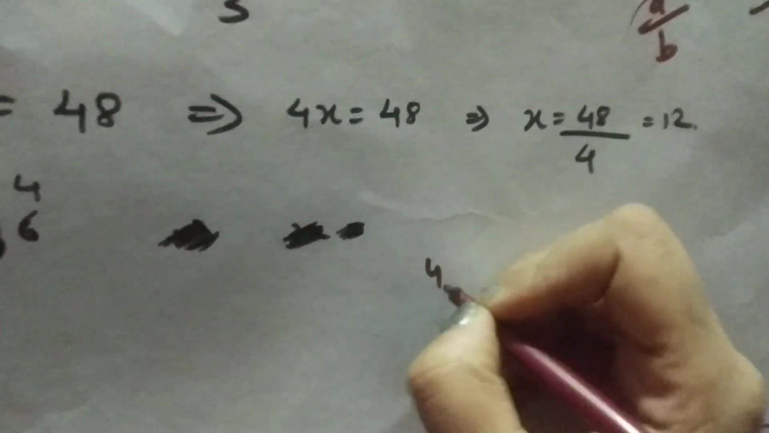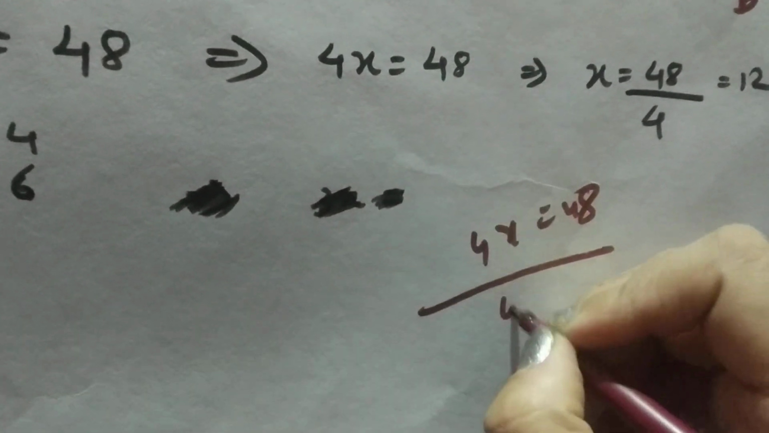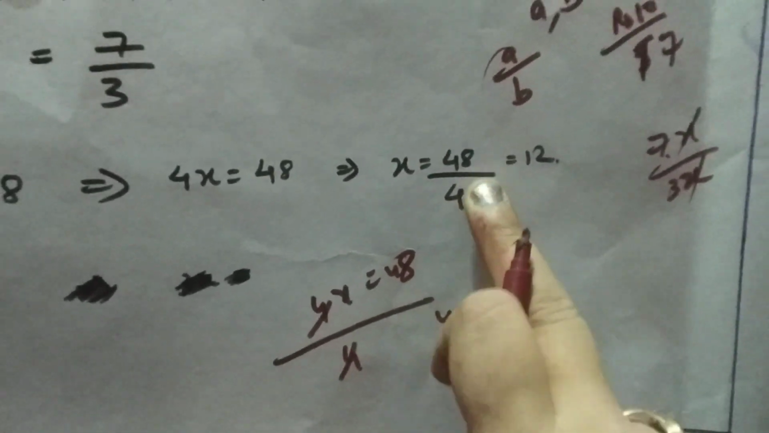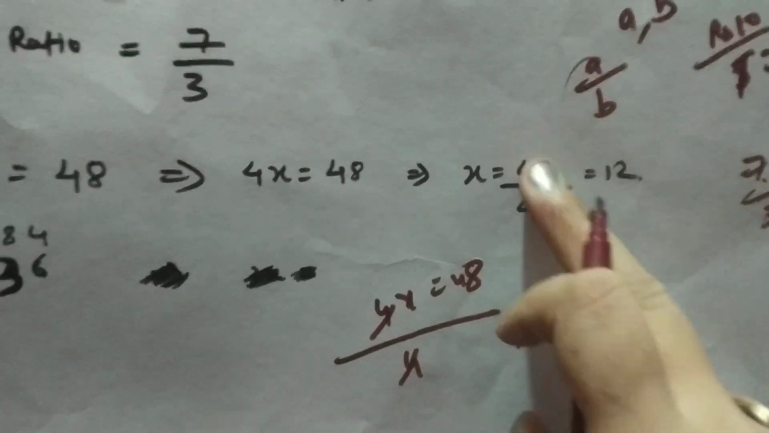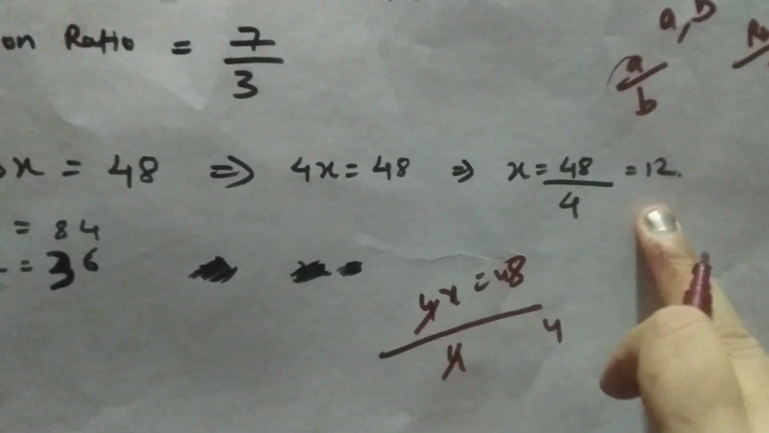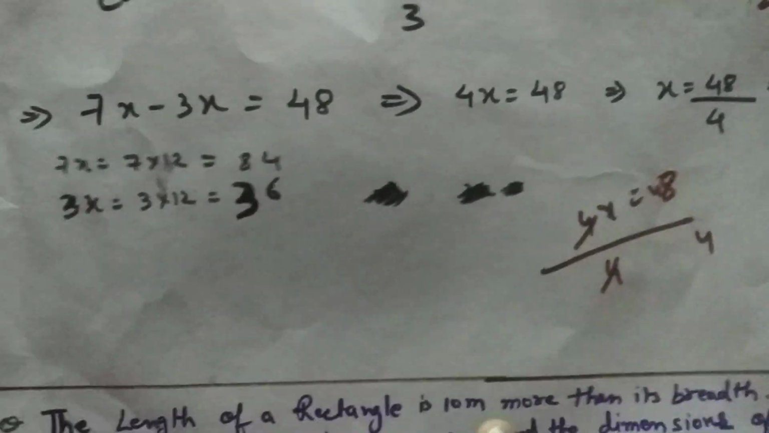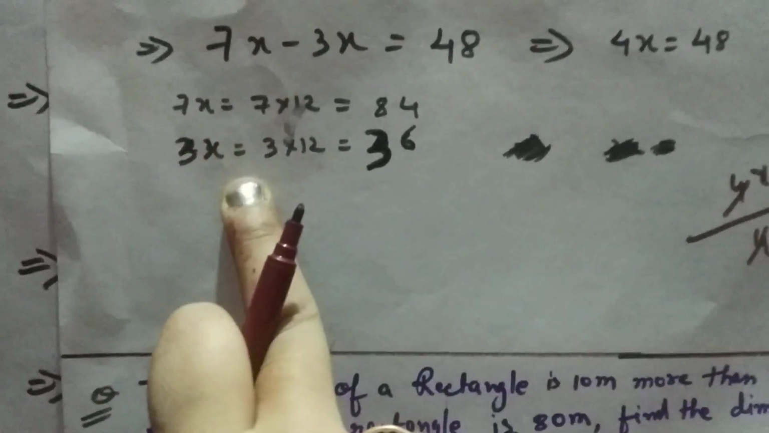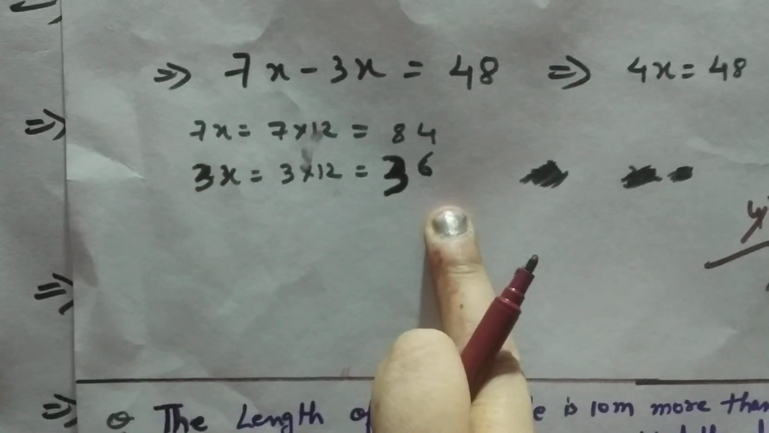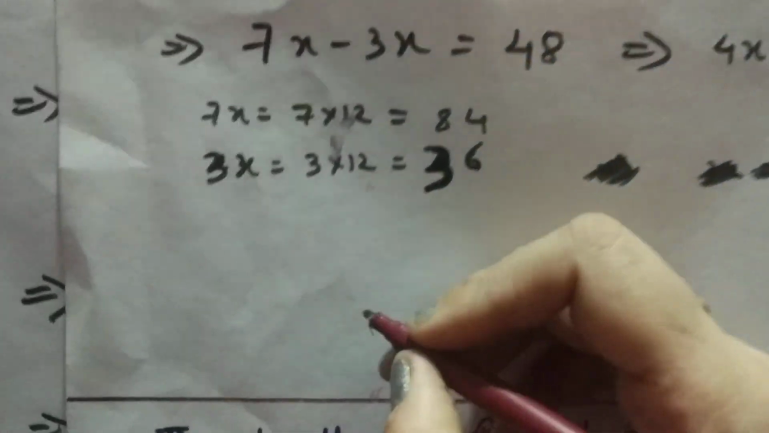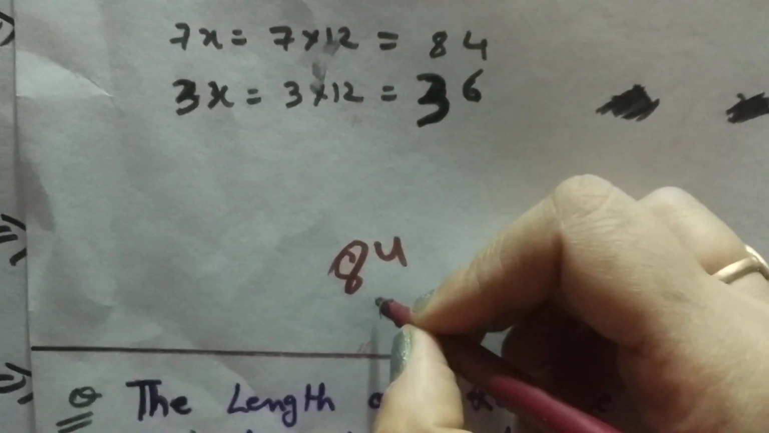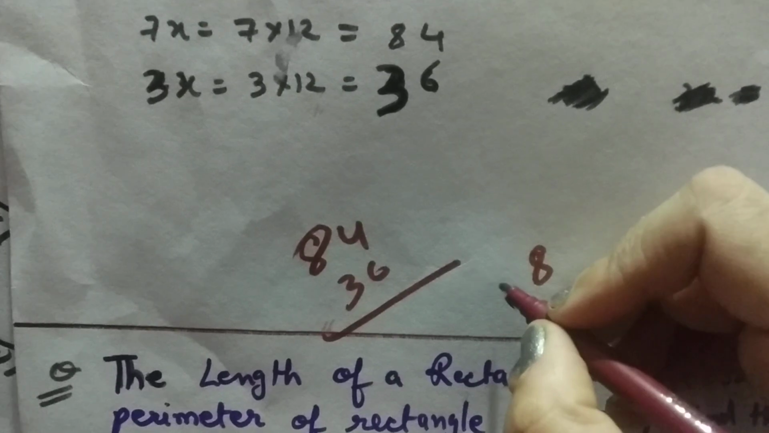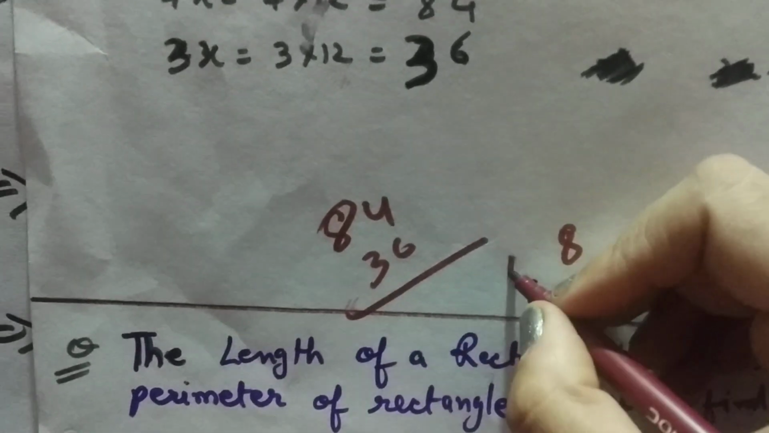So divide by 4 on both sides. This 4 will cancel, and we remain with 48/4. 48/4: 4 ones are 4, 4 twos are 8, so we get 12. So the value of x is 12. Now we will find the numbers. 7x is one number and 3x is the other number. 7 into 12 is 84 and 3 into 12 is 36. Now to check, if we subtract 36 from 84, we get 48.